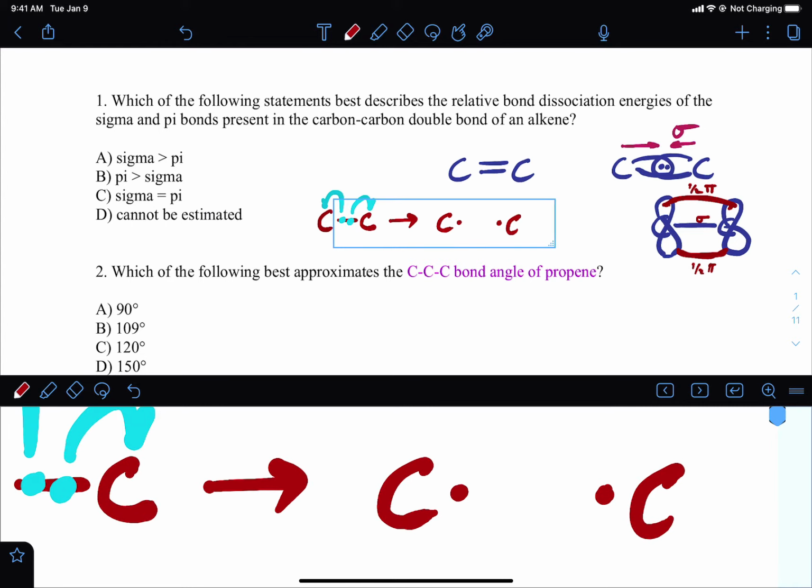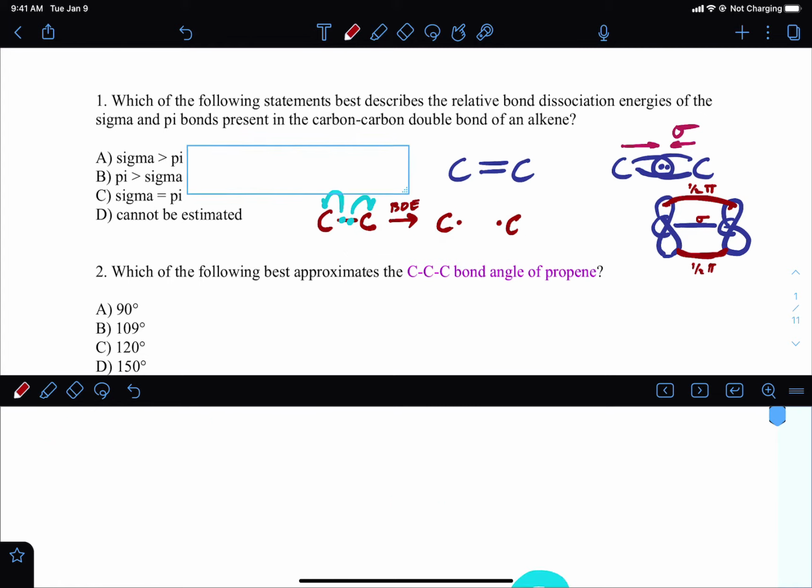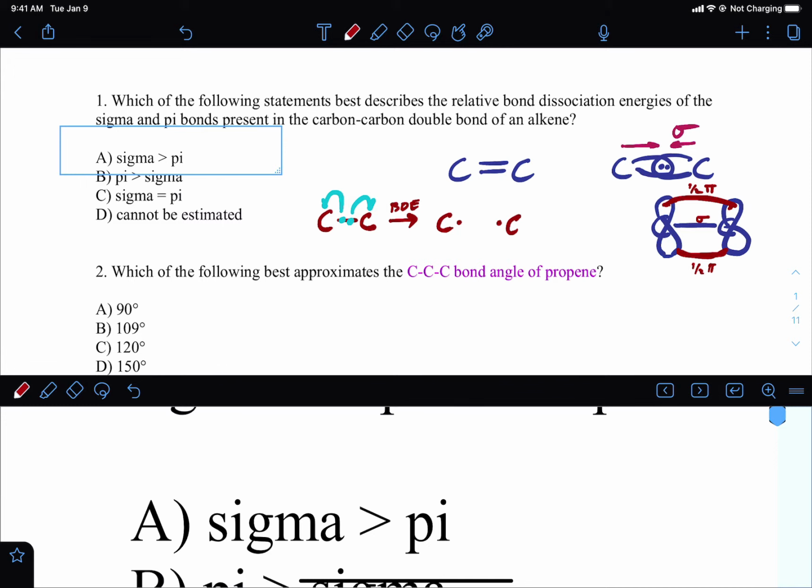This requires an input of energy, BDE, bond dissociation energy. It requires an input of energy because the bond is stable, so we have to break it. Since the sigma bond is more stable than the pi bond, the bond dissociation energy will be higher for the sigma than the pi. So the answer is A. The sigma bond requires more energy to break than the pi bond, for all the reasons we just talked about.